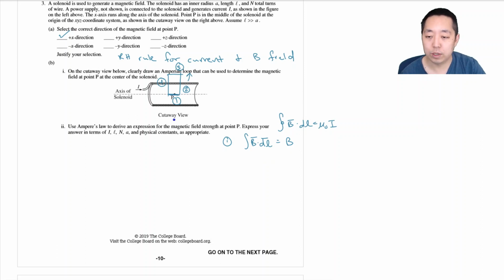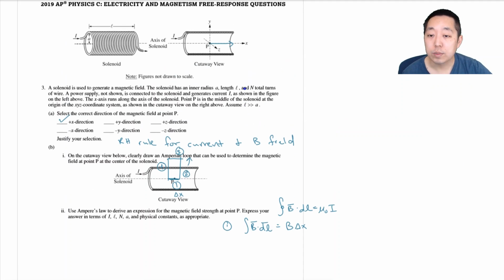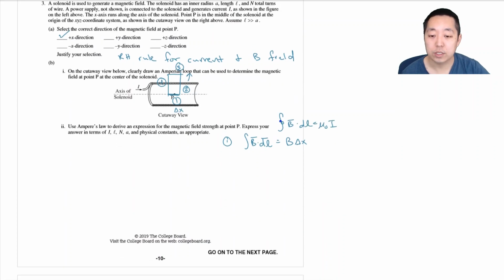So let's explain some parameters of this loop. Let's say delta x is the length of the loop like that. Let me make sure I have the x direction. Yes, x is that direction. So B times delta x is this portion of the line integral.